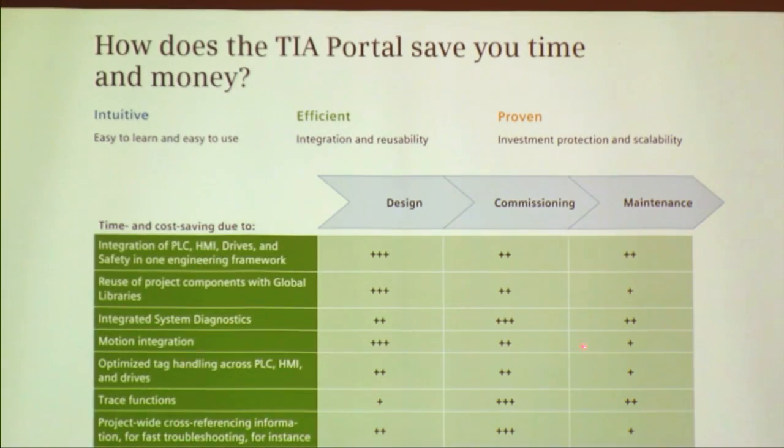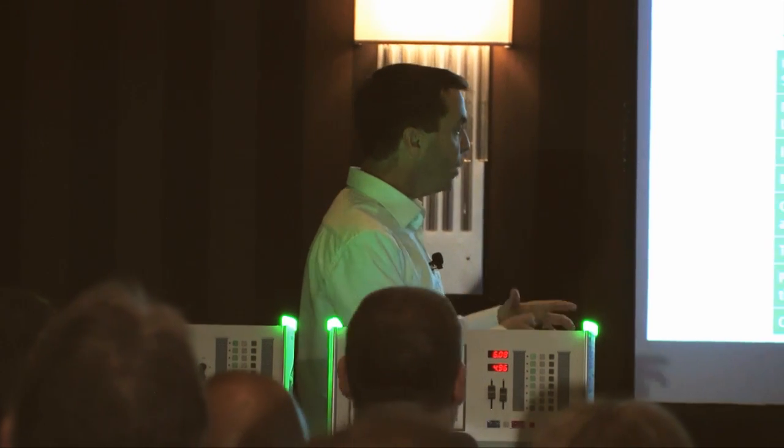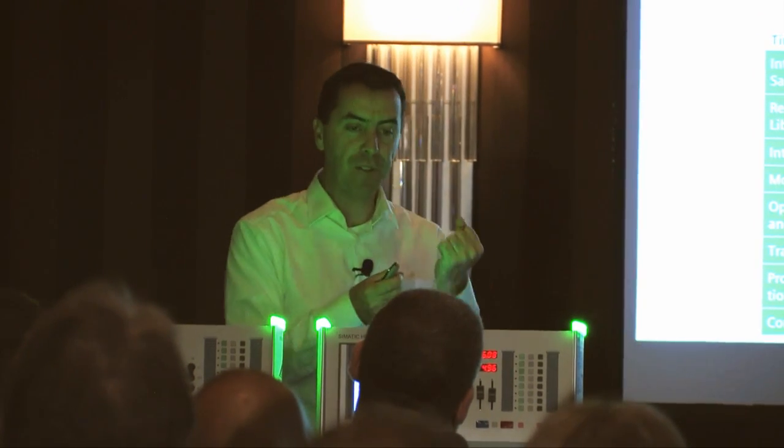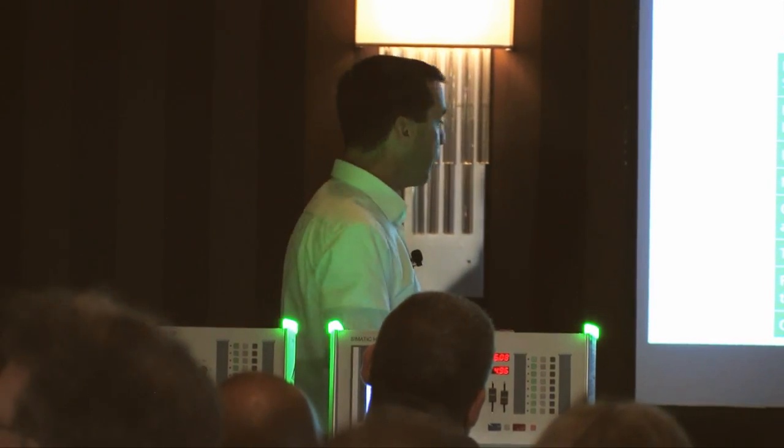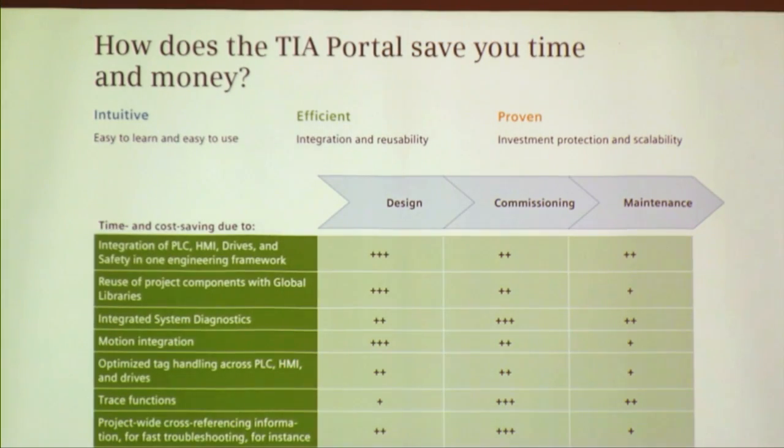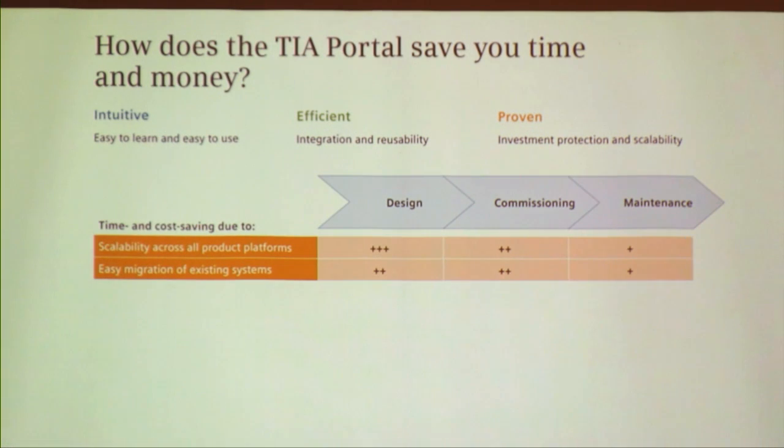Integrated diagnostics, the motion is now in there with the 1500. Tag handling is much better. When the S drives come in 12.5. Right now, of course, with the technology object for the drives, you can go to the data block and you have the tag actual speed, velocity speed. But when the S drives come in, they will also have tags in their PLC as well. Trace function, cross-reference, everything we talked about here.